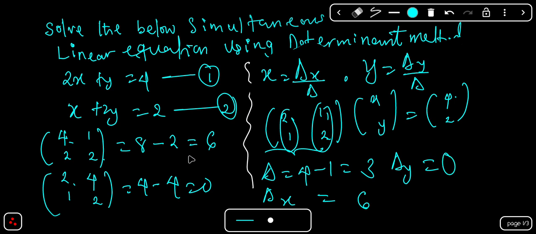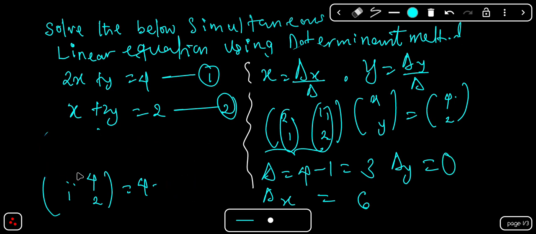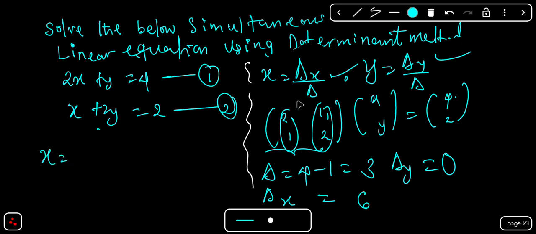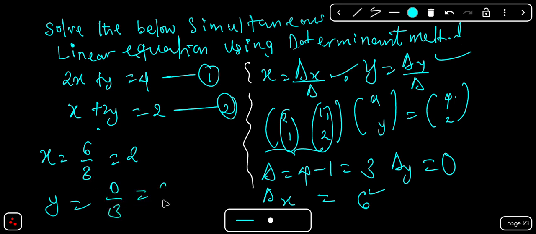Now after solving for the determinant of x and the determinant of y, we can solve for x and y. So x equals delta x over the general delta, and delta x is 6, so we have 6 over the general delta, which is 3, and this gives us 2. Then the value of y is delta y, which is 0, over the general delta, which is 3, and 0 divided by 3 gives us 0.